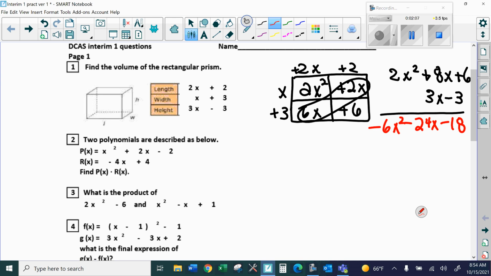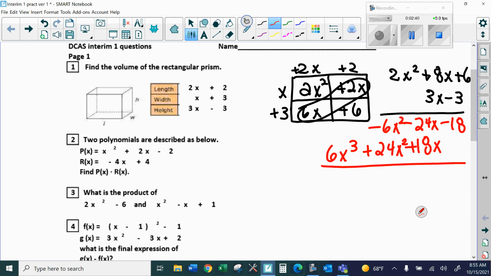You must remember to put your signs with each one. You should be saying it correctly as well. I don't just say 3 times 6. I say negative 3 times 6, negative 3 times 8x, negative 3 times 2x squared. Okay, now second row. 3x times 6 is 18x, and that's a positive, so put a plus with it. 3x times 8x is positive 24x squared. And the last one, 3x times 2x squared is 6x cubed.